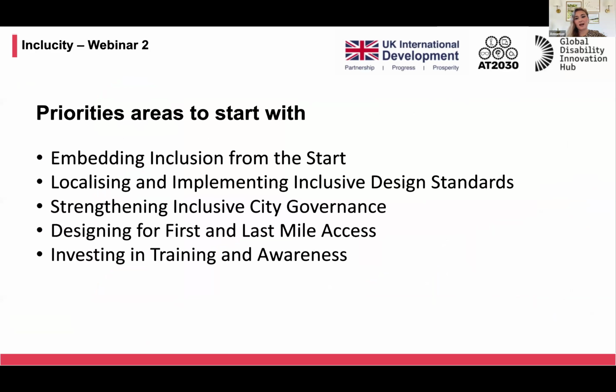Through this global and local research effort, several key priority areas emerged. Today, I will set the scene of today's session by outlining 5 areas where we saw cities struggle, but also where we saw potential to act when it comes to today's topic. So these priority areas are embedding inclusion from the start, localizing and implementing inclusive design standards, strengthening inclusive city governance, designing for first and last mile access, and investing in training and awareness. Next slide.